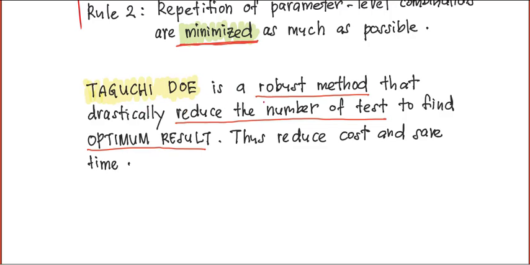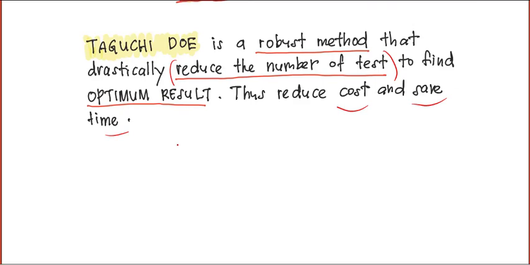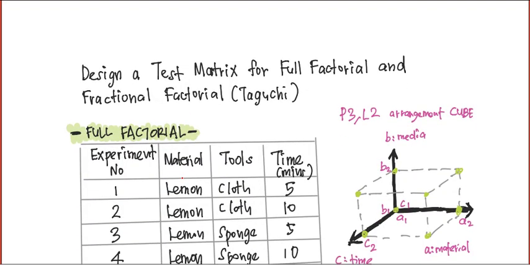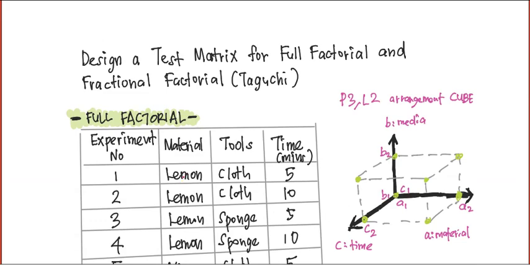Taguchi DOE is a robust method that drastically reduces the number of tests. This is the main reason for us to use Taguchi method to find optimum results. Thus, reduce cost and also save the time. This is the power of Taguchi method. We can reach our goal by lower amount of the cost and time. Now let's see how we can develop this array for our example here.